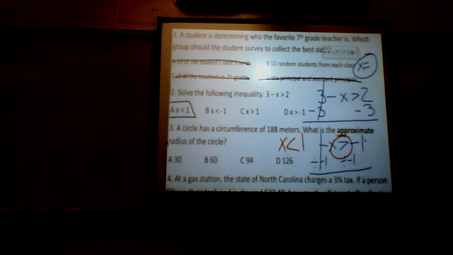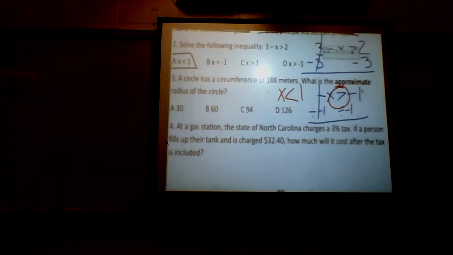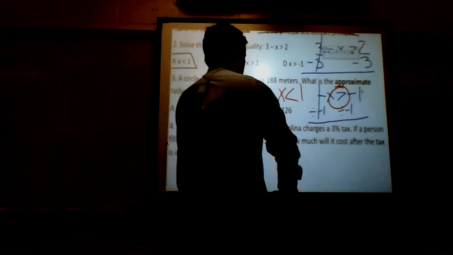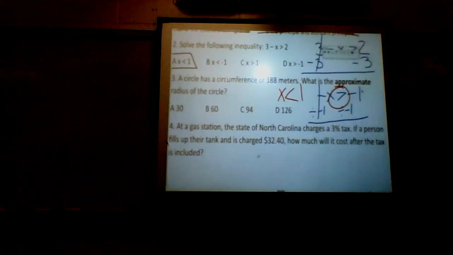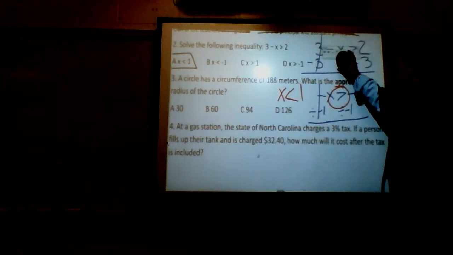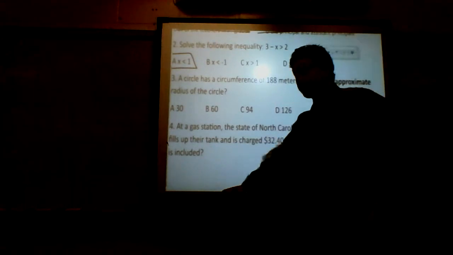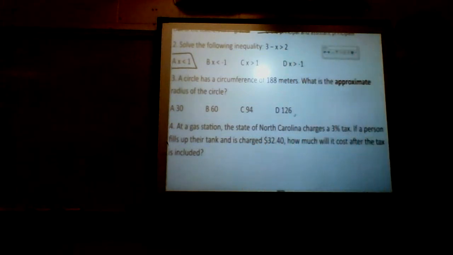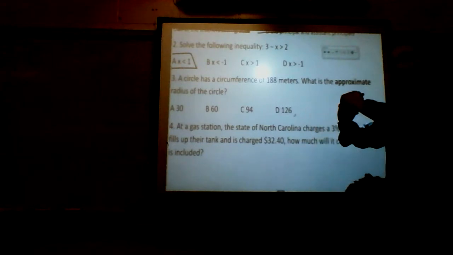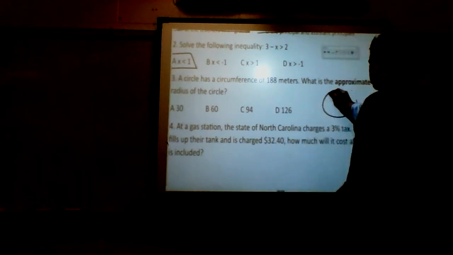Number 3, a circle has a circumference. That word sounds familiar. A circle has a circumference of 188 meters. What is the approximate radius of the circle? If you need to write that last problem down, go ahead and rewind the video. Okay, let's look at some stuff we know here. Circumference. Right away, I know we're talking about a circle.